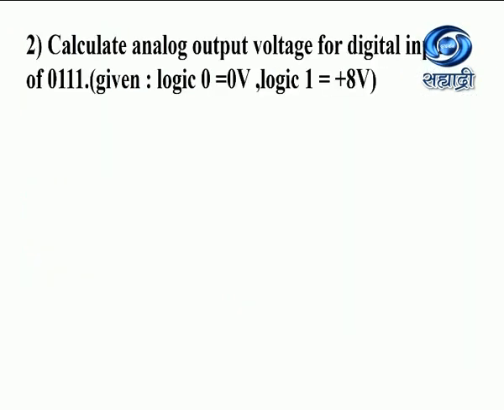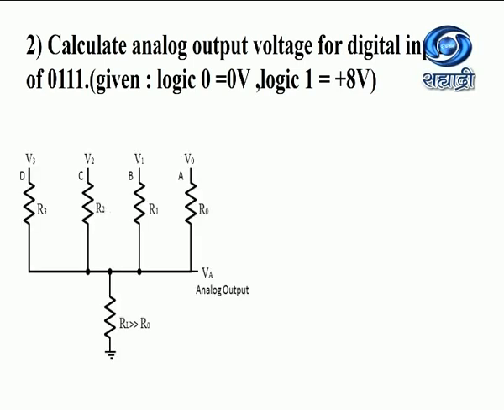So let's solve the second example. Calculate the analog output voltage for digital input of 0, 1, 1, 1. The given values are logic 0 is 0 volt and logic 1 is plus 8 volt. The logic 1 voltage can be varied by the problem. So here logic 1 is given as plus 8 volt. This is the resistive arrangement for this problem, where R0, R1, R2 are connected, and V0, V1, V2 and V3 are applied to those bits. Then, using the digital input 0, 1, 1, 1, A has 8 volt applied to it.